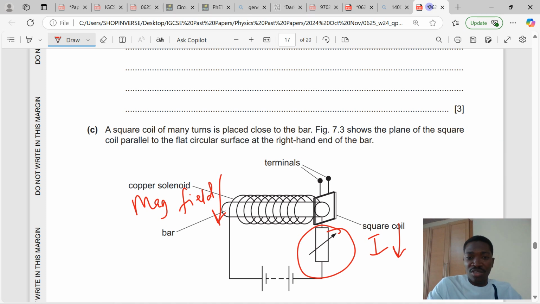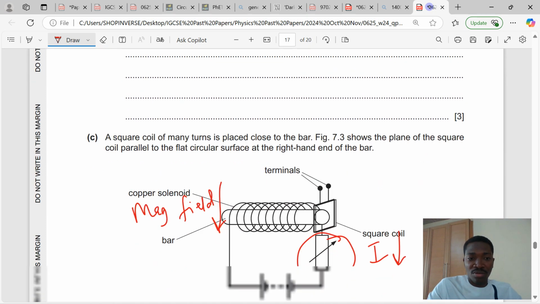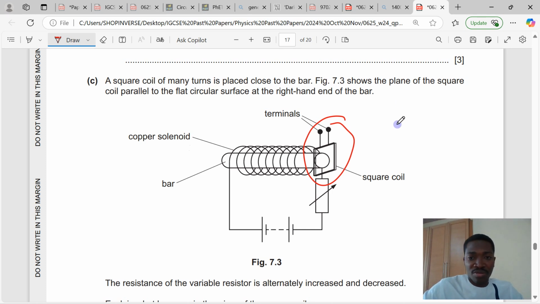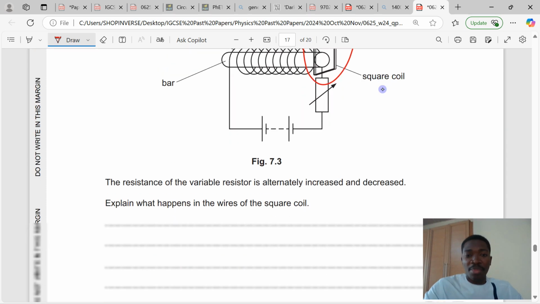The next question says, a square coil of many turns is placed close to the bar. So now we are introducing a square coil. This square coil was not there before. We are introducing this square coil now. Figure 7.3 shows the plane of the square coil is parallel to the flat circular surface of the right hand end of the bar.